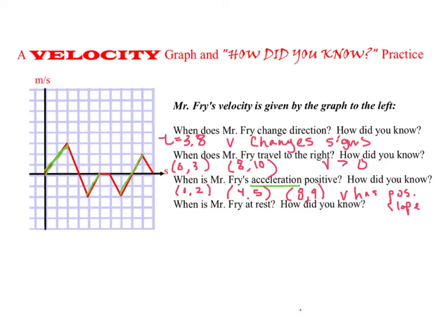Finally, when is Mr. Fry at rest? Well, he's at rest when velocity is 0. Okay, so he's at rest at time 6 to 7. And the reason is velocity is equal to 0.